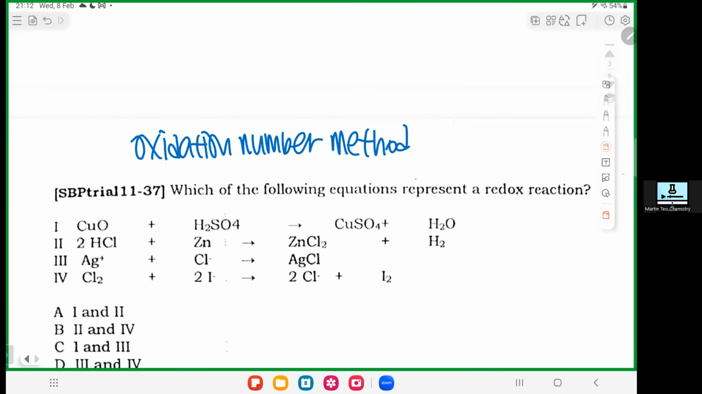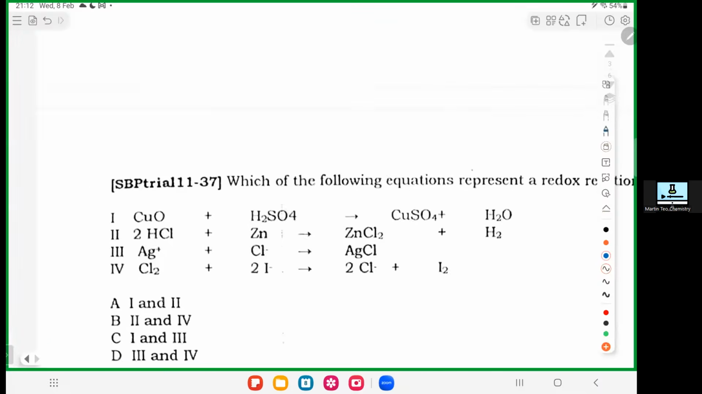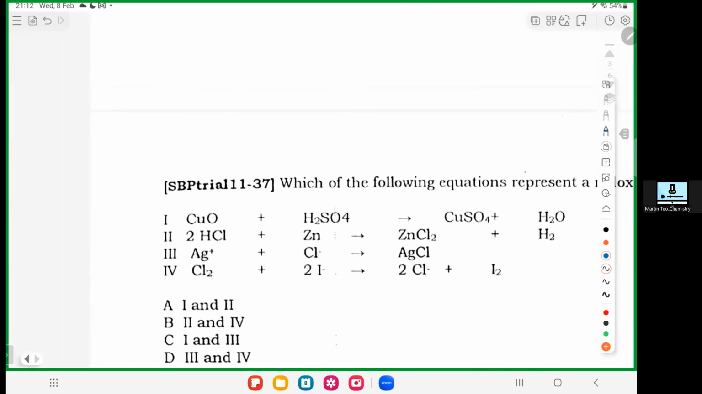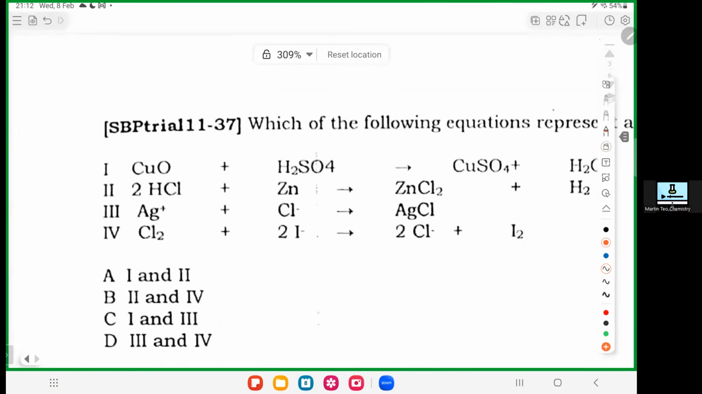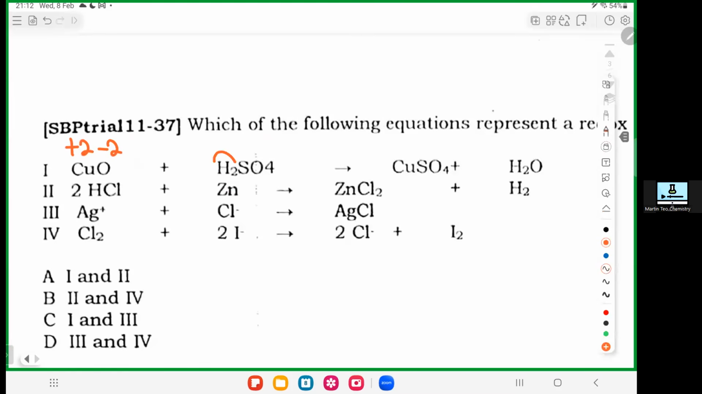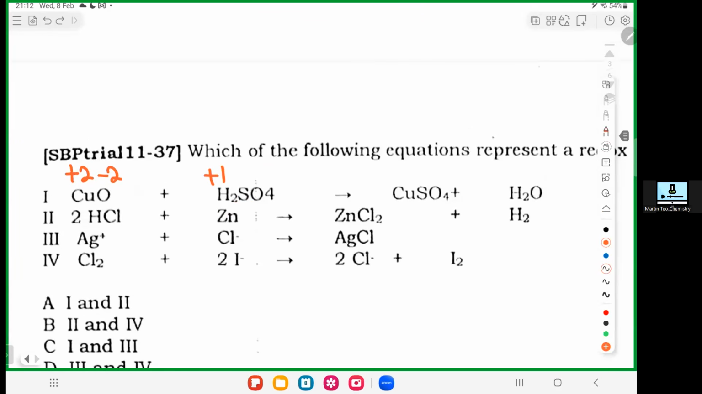So can we do it together? Yes. Okay, let's look at it. What is the oxidation number for the copper over here? Copper is Cu2+, so +2. What is the oxidation number for oxygen here? -2. Oxygen is always -2. What is the oxidation number for hydrogen? +1. What is the oxidation number for sulfur? Do we know the charge for sulfur? No, we don't know. Can we find the oxidation number for this sulfur itself?